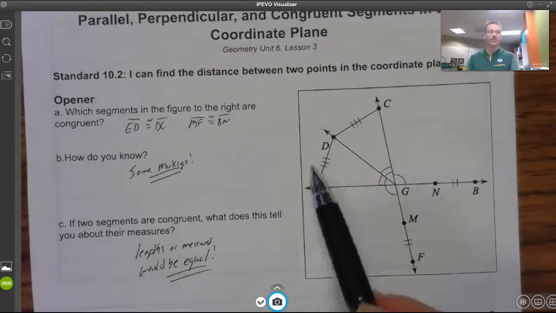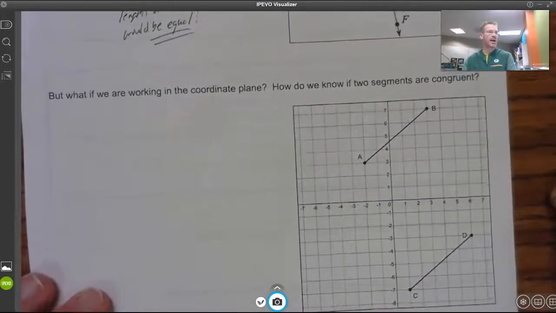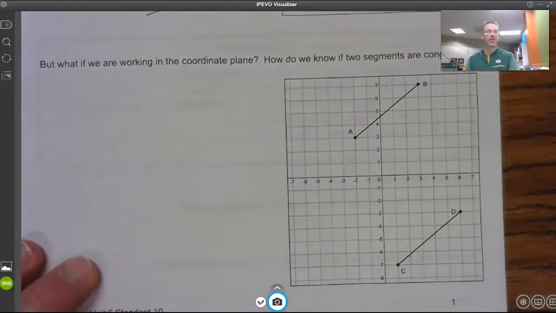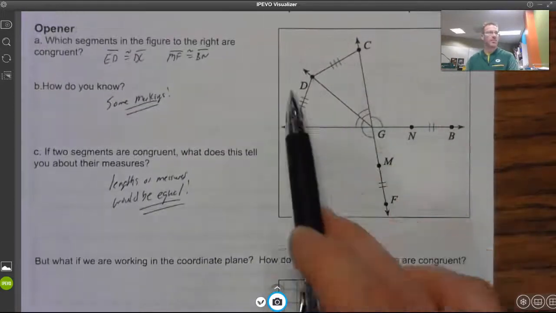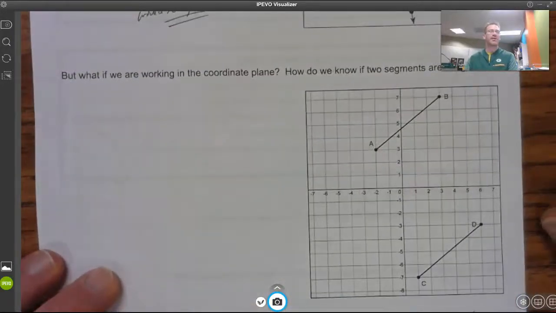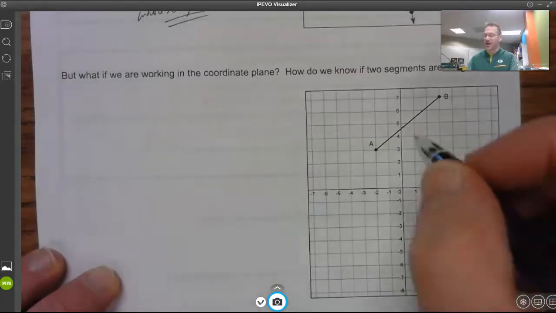Now, how does this transition to the coordinate plane? Let's say we had these two segments in the coordinate plane here. We have AB and CD. How do we know if those two segments are congruent? Right now, they don't have the markings like we did in our geometric diagram up here. My guess is you're already thinking about how this connects to our prior lesson. If we want to know they're congruent, we need to know they have the same measure. Well, how do we find the measure in the coordinate plane? That's right, the Pythagorean theorem. So we would just jump in and do the Pythagorean theorem here.